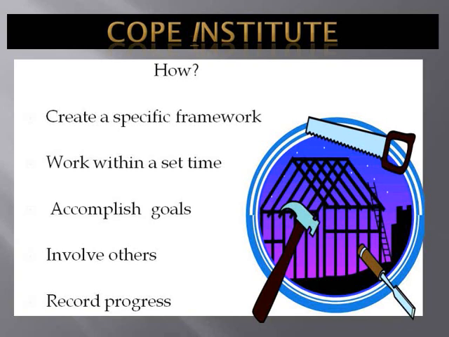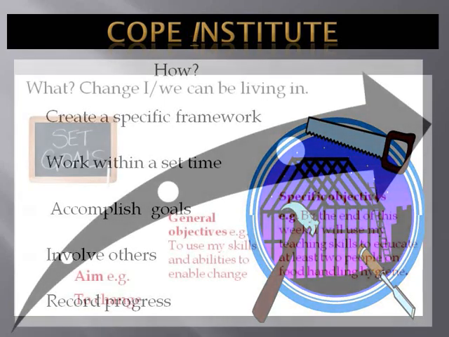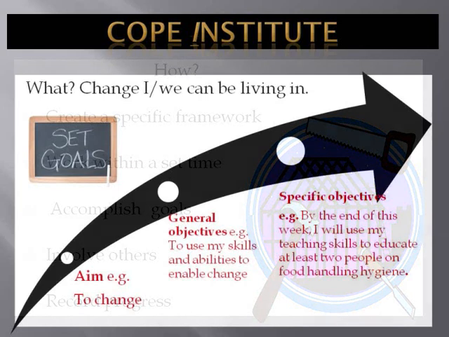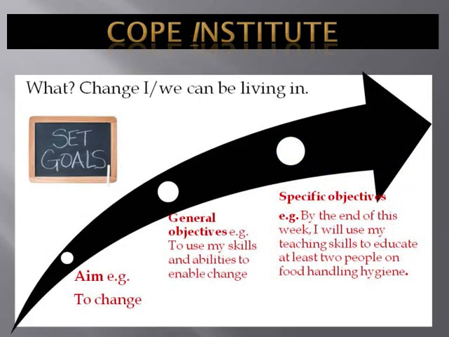In the last episode, we were able to talk about how we can change. We can start by creating a specific framework, work within a set time limit, and be able to accomplish goals. We also need to involve others, and we need to record our progress. We were also able to see how we can start by having an aim and then move on to general objectives and finally move on to the specific objectives so that we can go through this process of change as well as get the results.